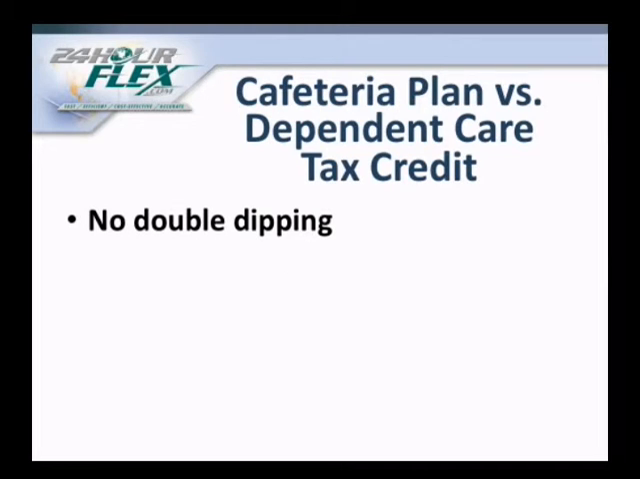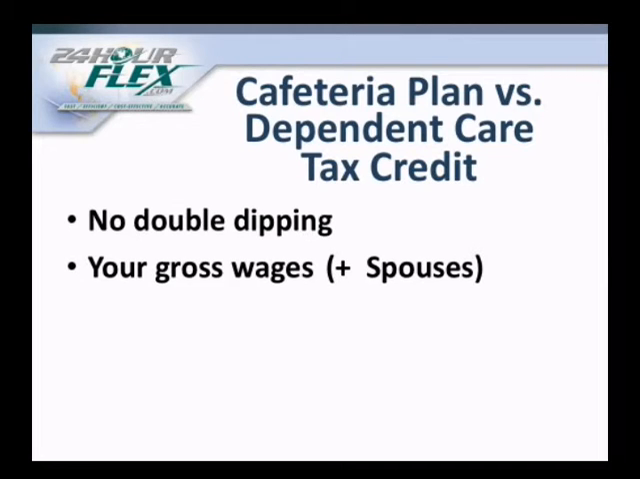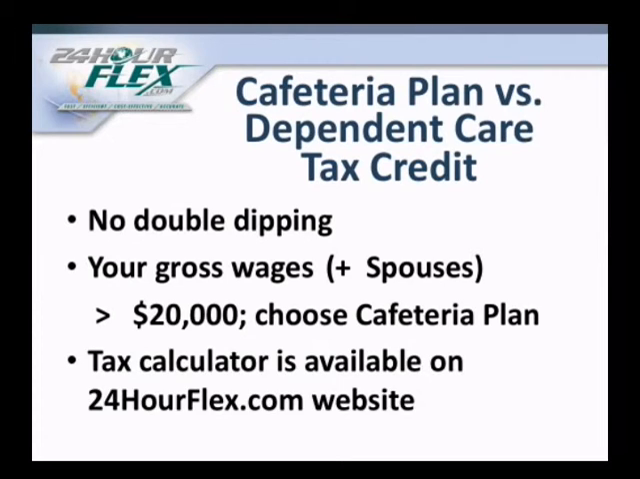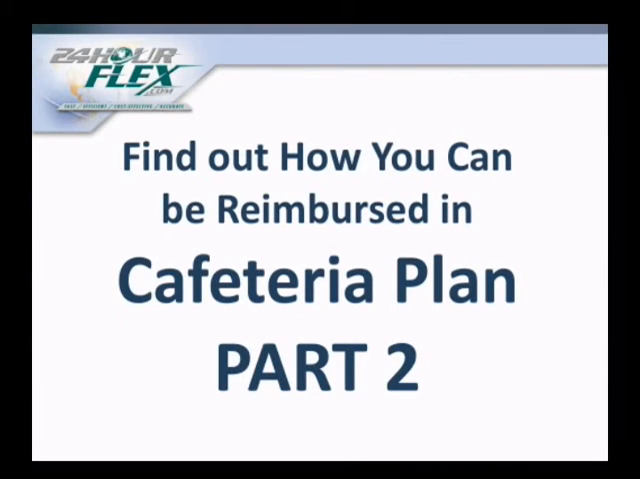You have to choose between the tax credit and the cafeteria plan. There's no double dipping. If your gross wages are greater than $20,000, choose the cafeteria plan. Also check with the tax calculator that's available at 24hourflex.com. This concludes part 1. Take a look at part 2 for the rest of the information.